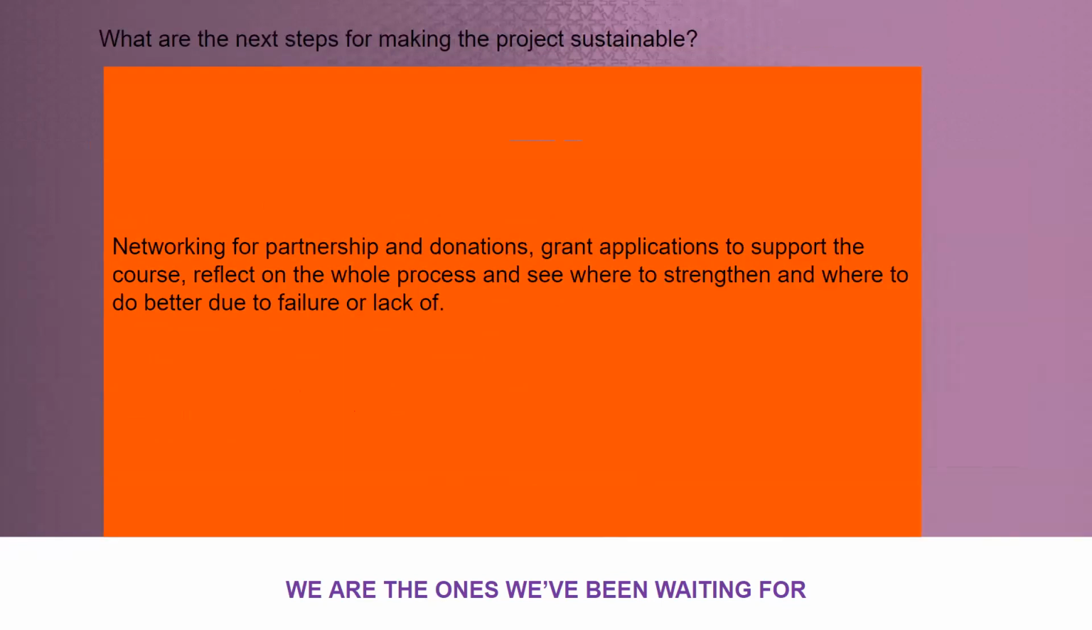My next step is on ensuring that I work on my networking for partnerships, possible partnerships and donations, grant applications to support the coursework, reflect on the whole process and see the strength, which will be better due to failure or lack of.